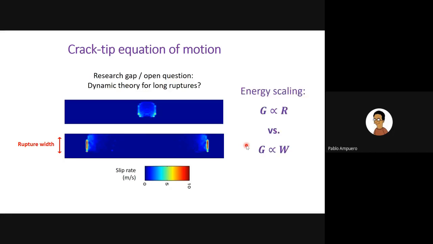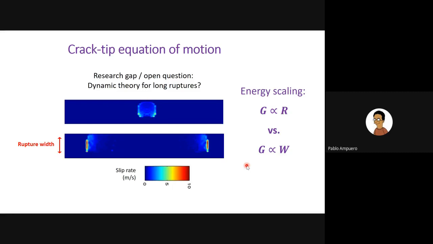We do know from dimensional analysis and from other arguments that we expect these two situations to be radically different from the point of view of energy scaling. The energy release rate for a circular rupture scales with the growing rupture radius, whereas for a long rupture, the energy release rate scales with the rupture width. It doesn't scale with the rupture length, so it doesn't keep growing. So that is a major difference between these two problems, which prompted us to develop a specific theory for this situation.